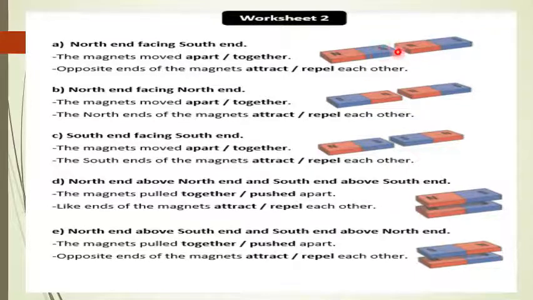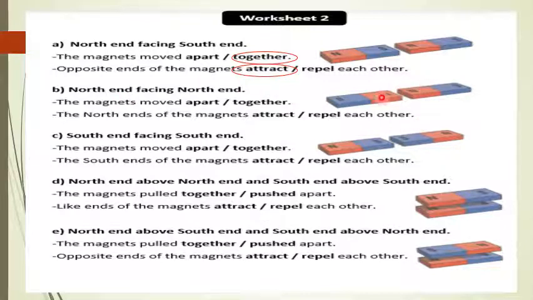So if they are different, they're supposed to be moving together. Very good. The opposite ends of the magnet will attract or repel each other. They are different, so this means that they are going to attract each other. Very good. The next one is north end facing north end.